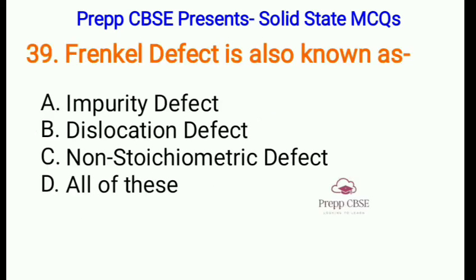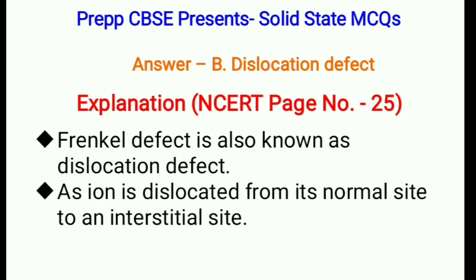Next, Frenkel defect is also known as A. Impurity defect, B. Dislocation defect, C. Non-stoichiometric defect, or D. All of these. Correct option is B. Dislocation defect. Frenkel defect is also known as dislocation defect, as ion is dislocated from normal site to an interstitial site.